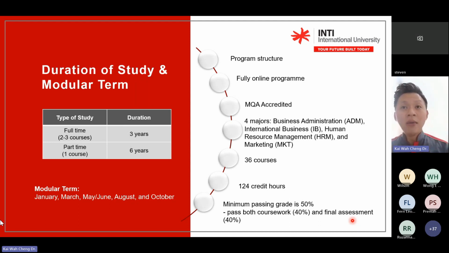You cannot just pass either one, because some students think that, out of 100 marks, if he or she has already achieved 51 out of 60 from the continuous assessment, then when he attends the final examination, he just needs to answer one question to complete the final examination. But this is not the way. If you pass continuous assessment but you fail final assessment, you are still considered as fail. I will tell you more in the following slides. So in conclusion, you have to pass two components, continuous assessment and final assessment. You cannot just pass either one.